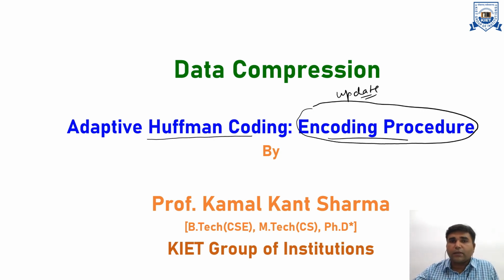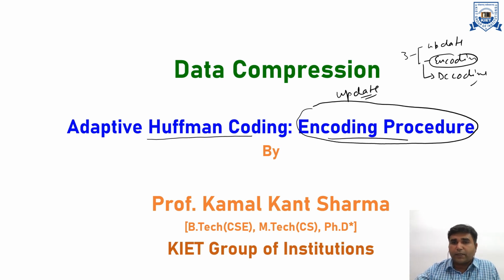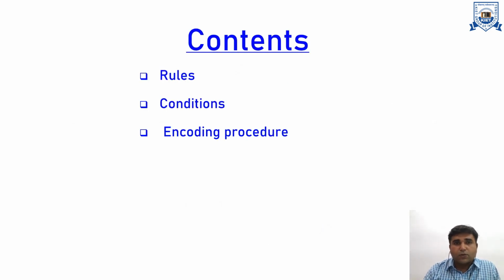As I have already told you, adaptive Huffman coding has three steps. The first one is the update procedure, the second one is encoding, and the third part is decoding. Okay, so in this video we will discuss the encoding procedure. So these are the contents. We will discuss the rules which we'll use in the encoding part and what the conditions will be. On the basis of the conditions, we will follow the adaptive encoding.